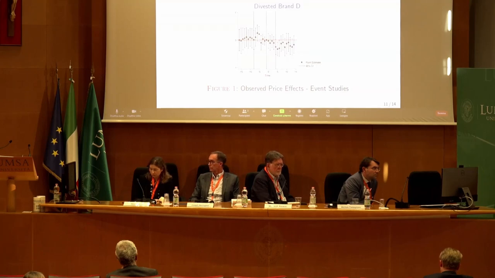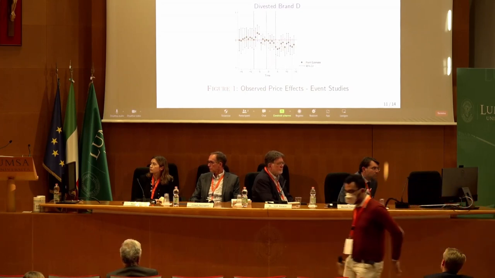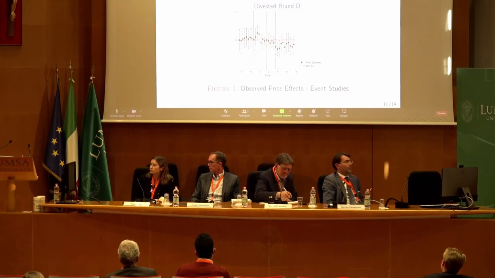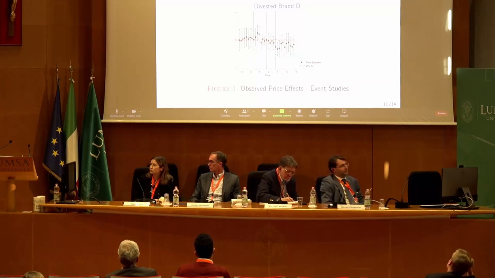What you do see is that for brand B, prices are decreasing as predicted by the model. For brand D, I have limited evidence, but prices are also decreasing as predicted by the model. By contrast, if you look at brand C, prices are actually increasing, whereas the standard merger simulation model that is often used by practitioners predicts that prices will decrease. And so this model is omitting one anti-competitive channel that I do observe empirically.